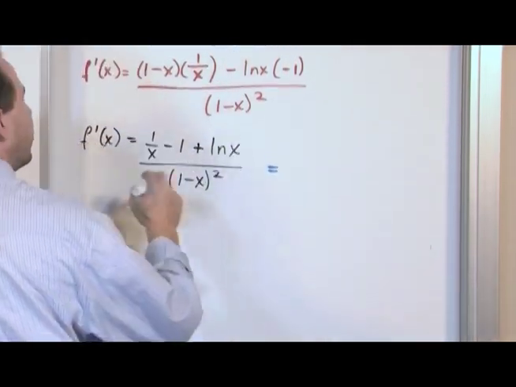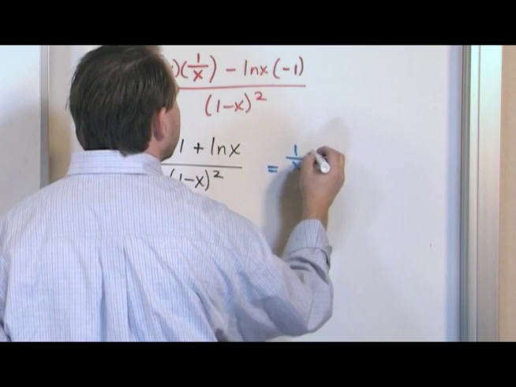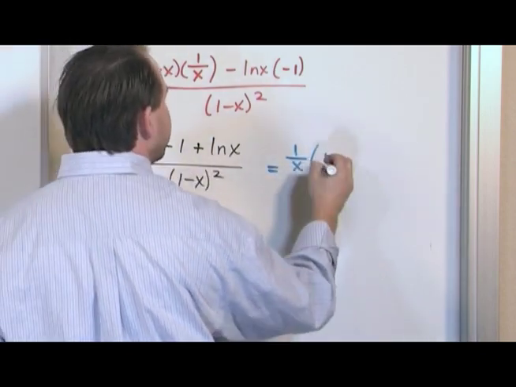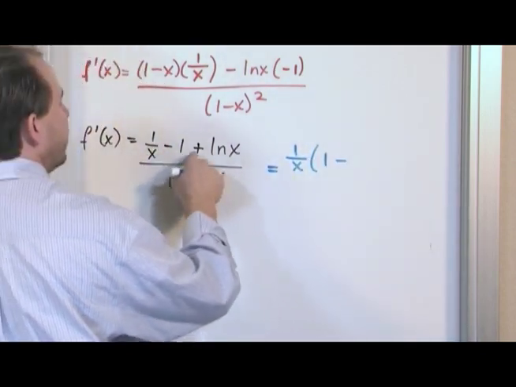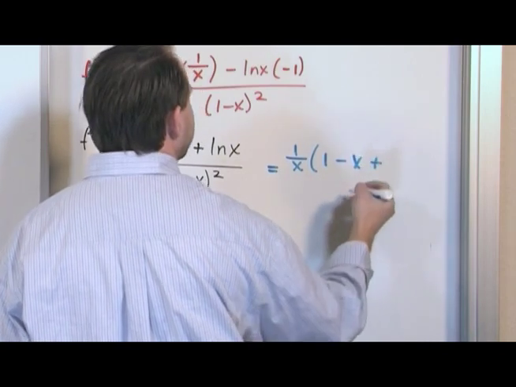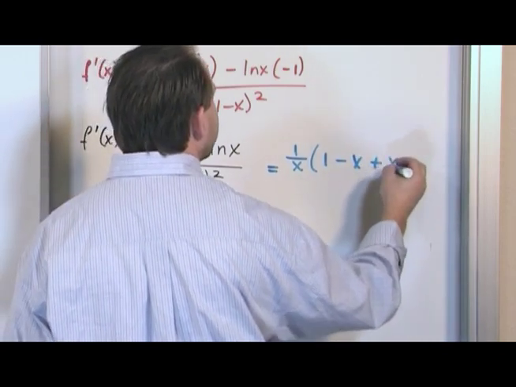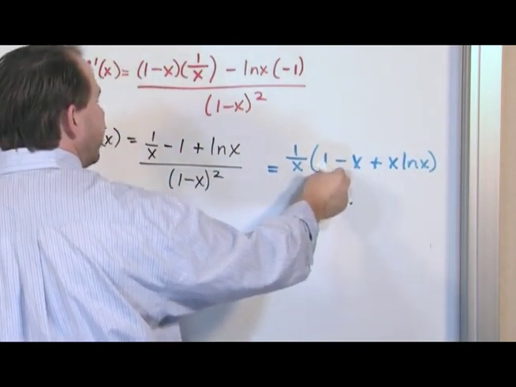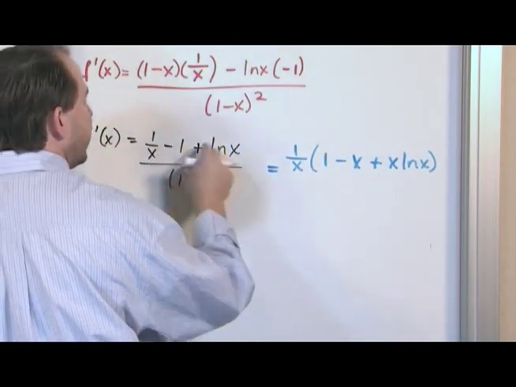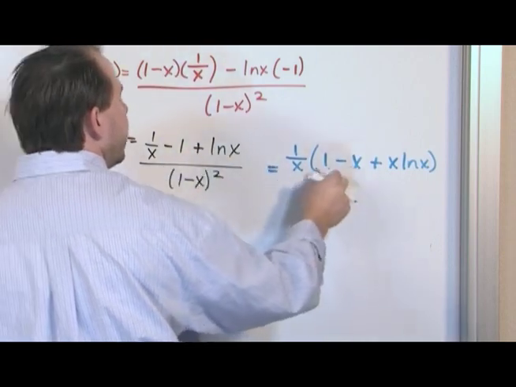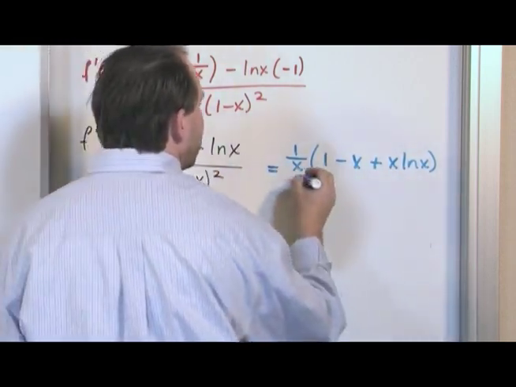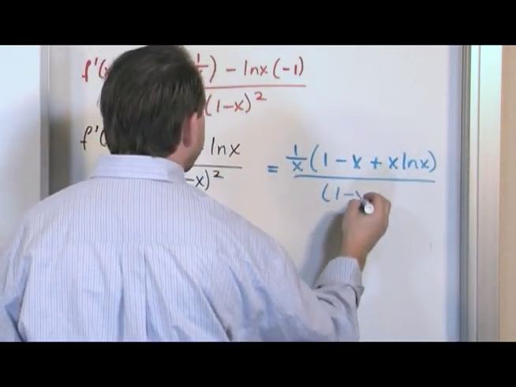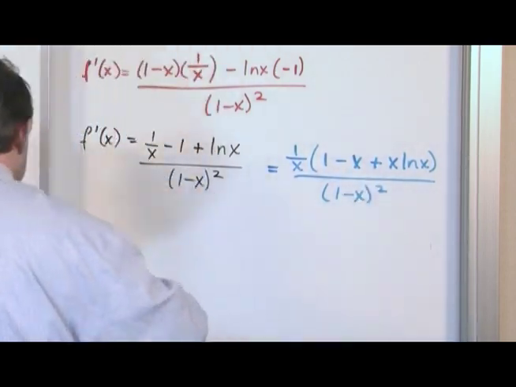Let's pull out a 1 over x on the outside on the top. On the inside, we'll have 1 minus, and then we'll have an x here, plus, and then we'll have an x here, natural log of x. Notice what I'm doing. If you back distribute this back in, you'll have a 1 over x here, you'll have minus 1 here, and you'll have natural log of x here. On the bottom, you'll just have the 1 minus x squared. Why am I doing that?